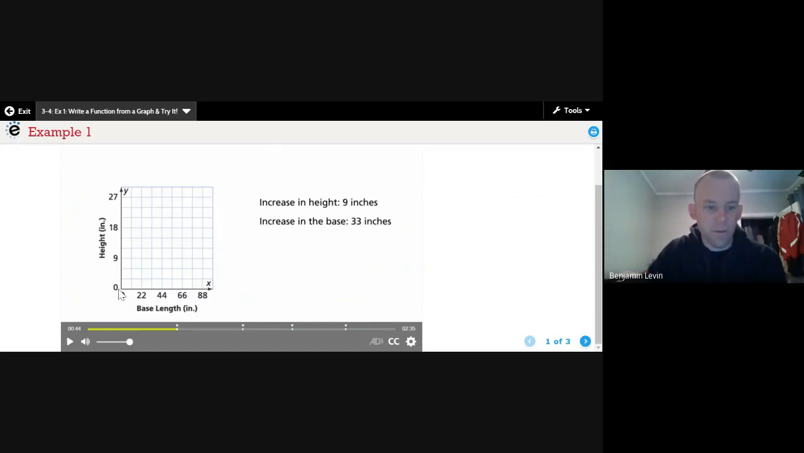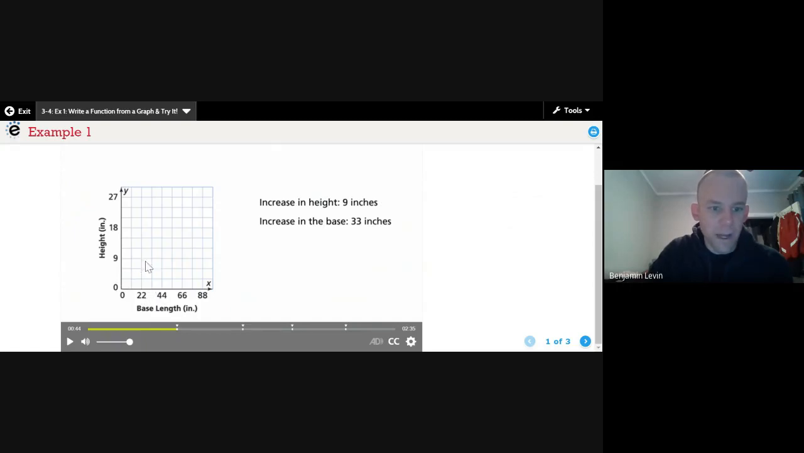Because 11 is half of 22. So yeah, you're right. But if we count by 11s, we go 11, 22, 33, 44, 55, 66, 77, 88. Or just what they have labeled is counting by 22s. But look why they did that. Because the height is 9 inches, the rise is 9, and the run is 33. So if we count by 11s, 11, 22, 33, this line is exactly 33.